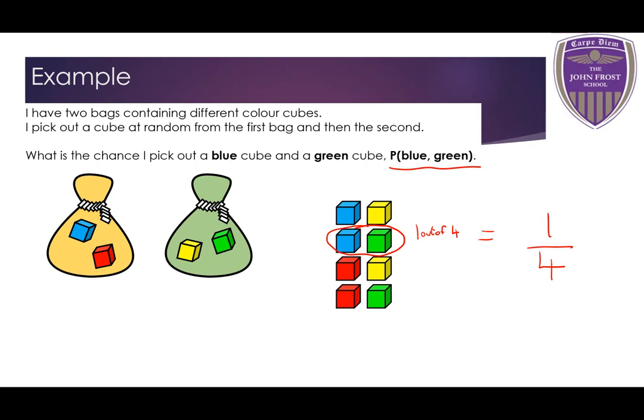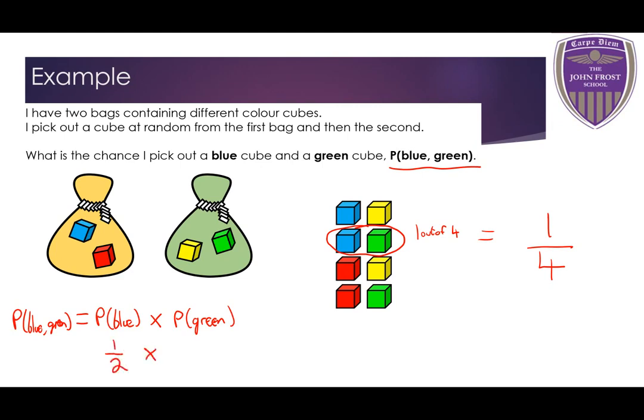If we look at these bags now, we're going to calculate the probability of blue and green. And the way we do this is, when we find the probability of something and something, we use multiply. We're going to multiply the probability of blue times the probability of getting green in the second bag. Now, what's the chance of getting a blue in the first bag? Well, one out of two of the cubes in the bag are blue. Therefore, the probability of getting blue is 1/2.